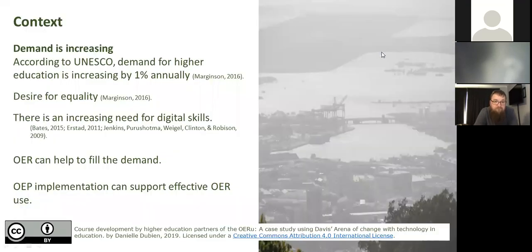The context for this research is that demand for higher education is increasing, and according to Marginson and UNESCO, this demand is increasing by 1% annually. There's also a more vocal desire for equality globally, as well as an increasing need for digital skills. And as people involved in open educational practices and OER, we're aware that OER can help to fill that demand, and OEP implementation can support effective OER use.